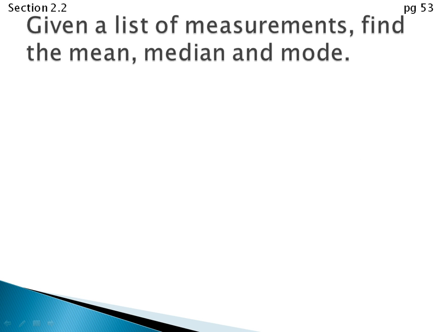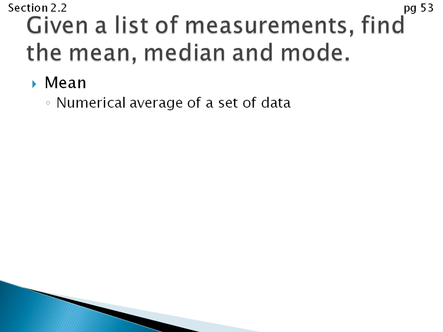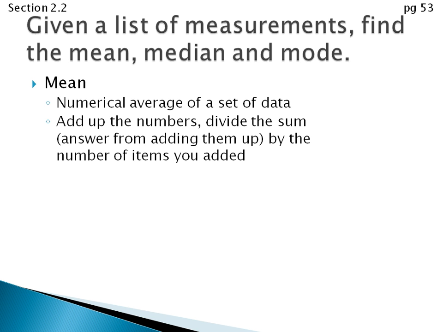Now the next thing then is, given a list of measurements, find the mean, median, and mode. All three of these of course are math terms that we've been looking at. The mean is the numerical average of a set of data, which means to add up the numbers and divide the sum, or the answer from adding them up, by the number of items you added.